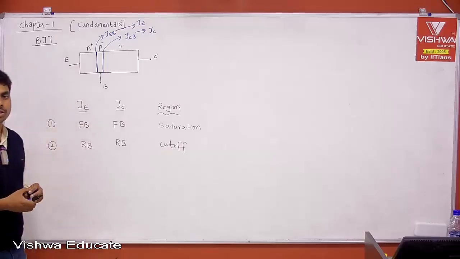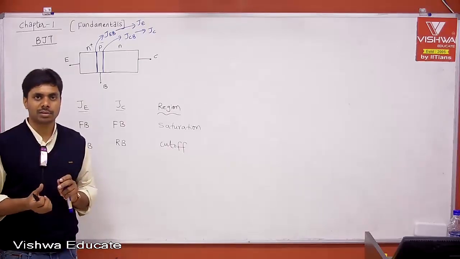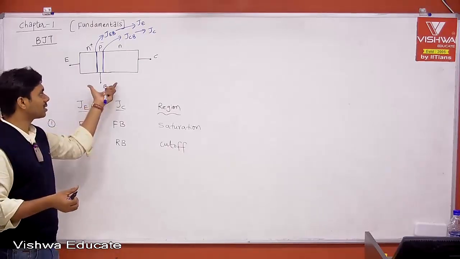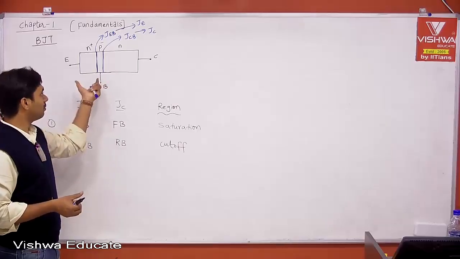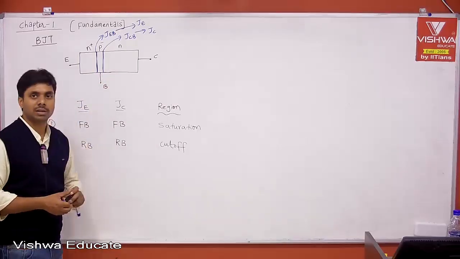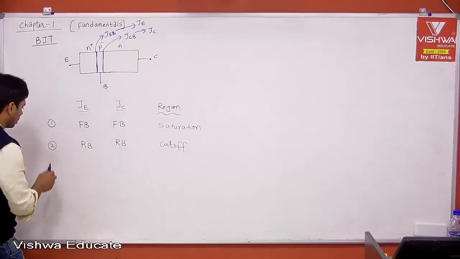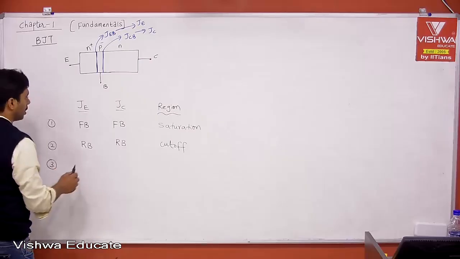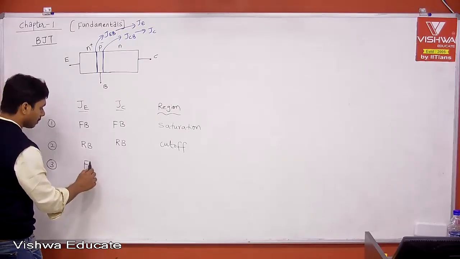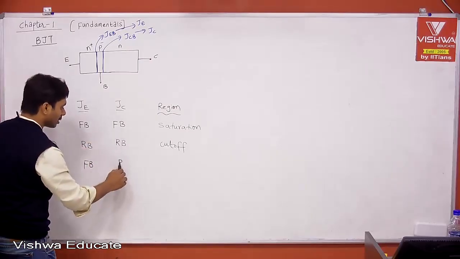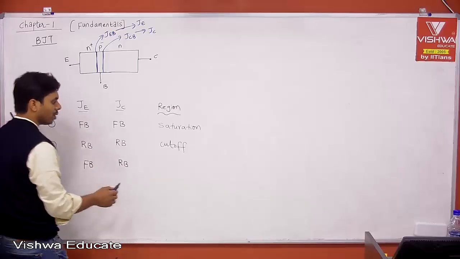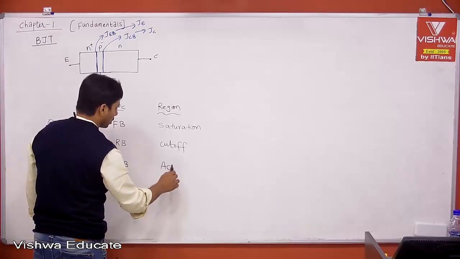See, in the case of a PN junction diode, we have only forward bias and reverse bias. But here we have 2 junctions. Therefore, based on the bias of both the junctions, we are defining the region. You will get 4 combinations. Third one, JE is in forward bias, JC is in reverse bias. This is what is called active region.